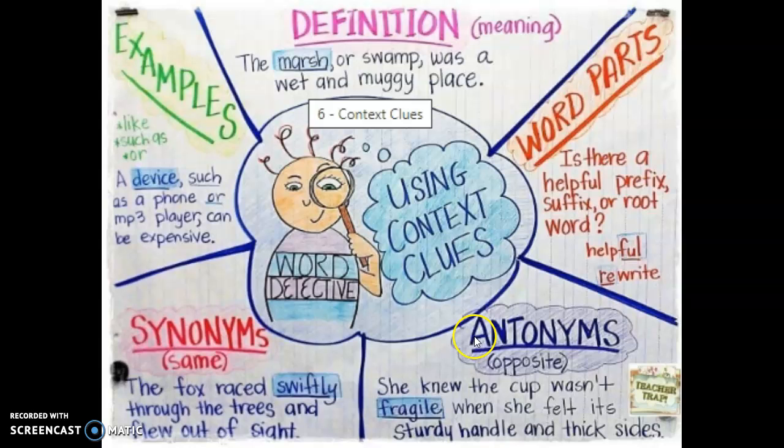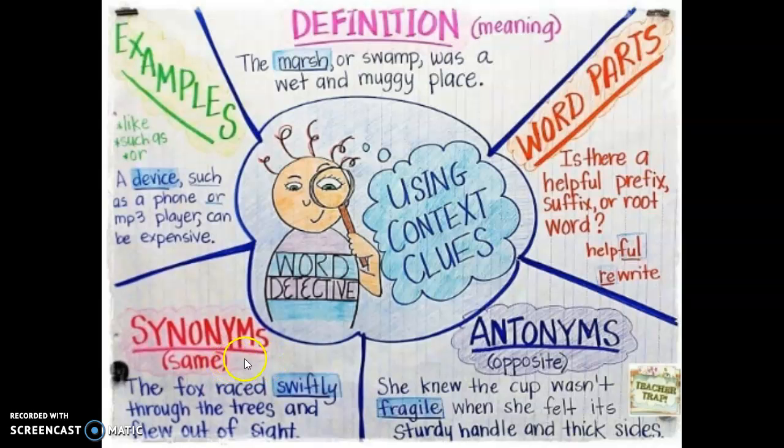Next, we have antonyms. This is the opposite of your underlined word. She knew the cup wasn't fragile when she felt its sturdy handle and thick sides. So if something is sturdy and thick, that means it is strong. Fragile is the opposite of strong. That means that it is weak.